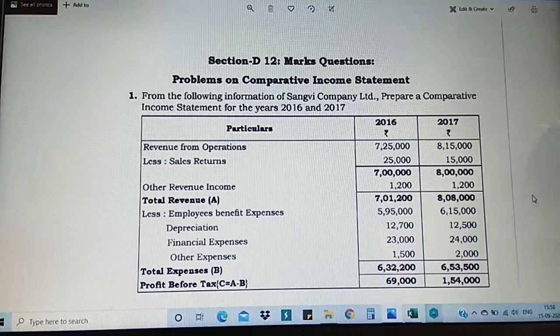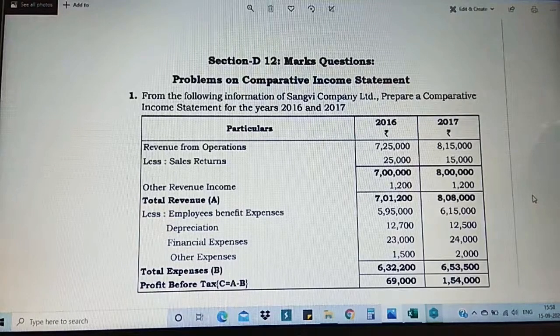Hi students, coming for this video, we are going to go for chapter 9. It's all about financial statement analysis. So we are going to analyze different statements of financial records. Just observe, you are going for 12 marks. This chapter contains questions for 12 marks, 2 marks and 1 mark.